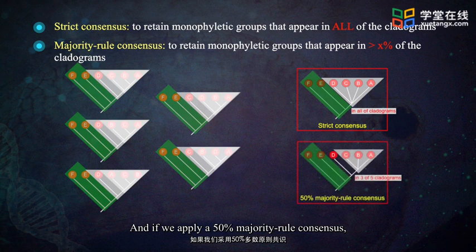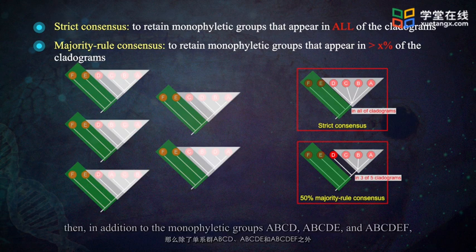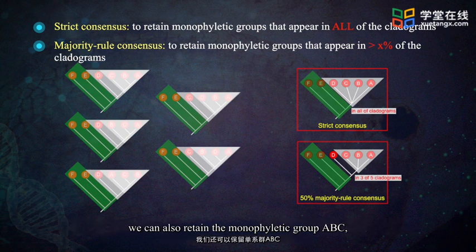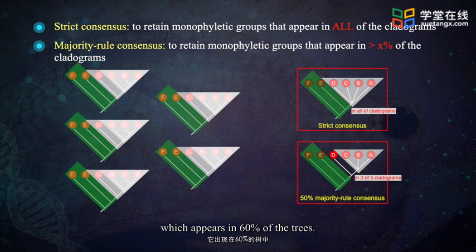And if we apply a 50% majority rule consensus, then in addition to the monophyletic groups ABCD, ABCDE, and ABCDEF, we can also retain the monophyletic group ABC, which appears in 60% of the trees.